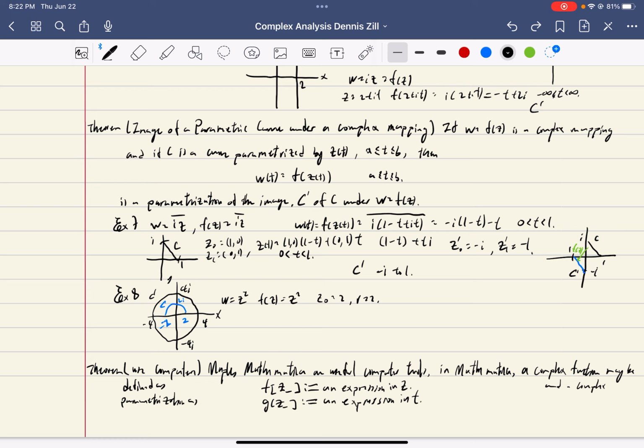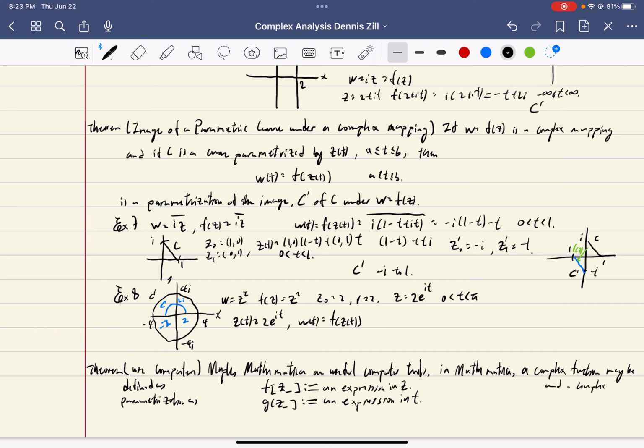So now we can write this in polar form, or we can write it in exponential form, right? How about we write it in exponential form? We go from 0 to pi, and this is our z of t. This is our z of t is equal to 2e^(it), and we know our w of t is equal to f of z of t.